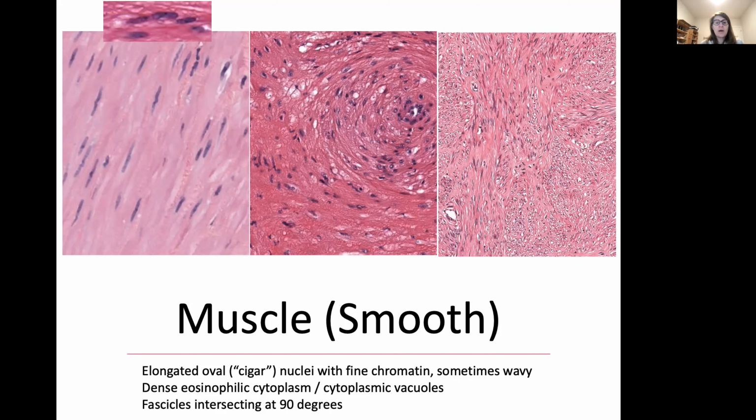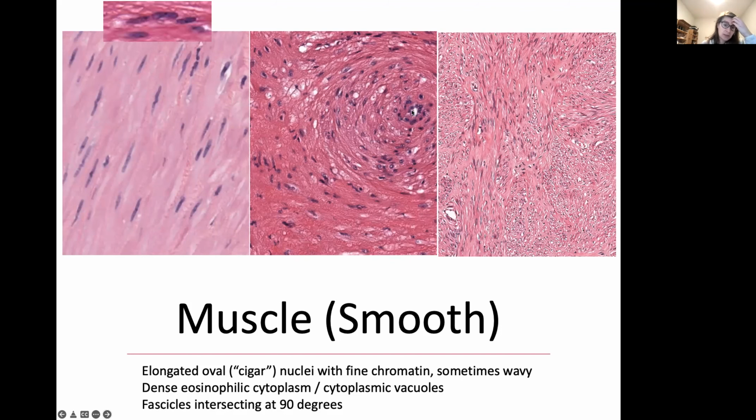If you're dealing with a well-differentiated tumor of muscle, it is generally going to be intersecting fascicles at 90-degree angles. Some will be coming out at you and some will be going up and down or across. So that 90-degree intersection is important. In the picture in the middle, these fibers are whirling around a vascular lumen, as you see here. That structure can also be a good hint to smooth muscle differentiation.